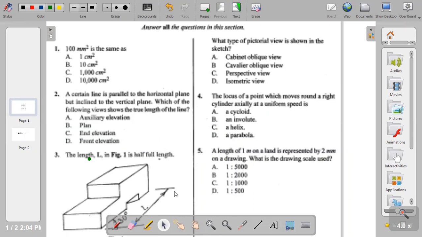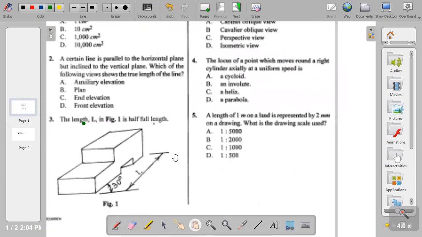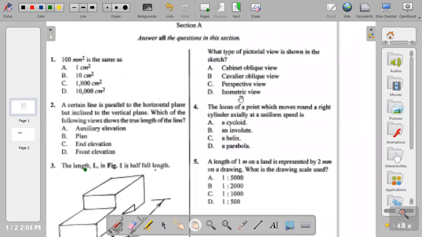The length L in figure 1 is half full length. You can see L. This is figure 1. This is an oblique drawing. Now, we're told that length L is half the full length. What type of pictorial view is shown in the sketch? A, cabinet oblique view, B, Cavalier oblique view, C, perspective view, D, isometric view.